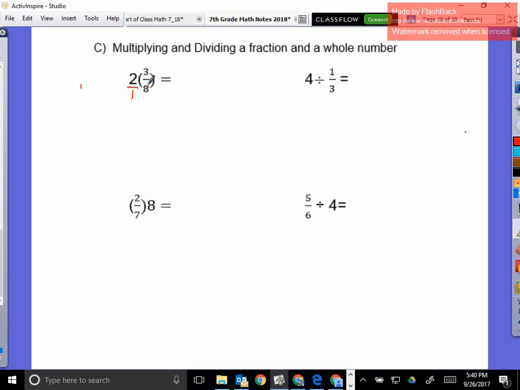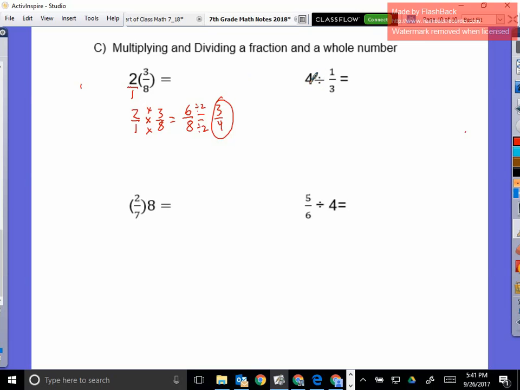So I'll rewrite this down here so it makes it a little cleaner. 2 over 1 times 3 over 8. Follow your same steps. Go ahead and multiply straight across. Okay, so we're going to have 6 over 8. Okay, very nice. I know I can divide both of those by 2, and we can simplify that. And that's going to get me 3 over 4 for an answer. All right, no problem. Don't let that whole number throw you off there. You guys got this.